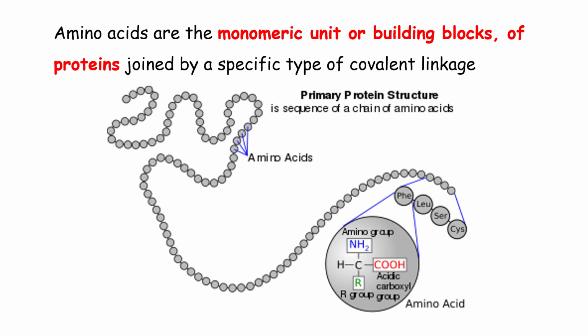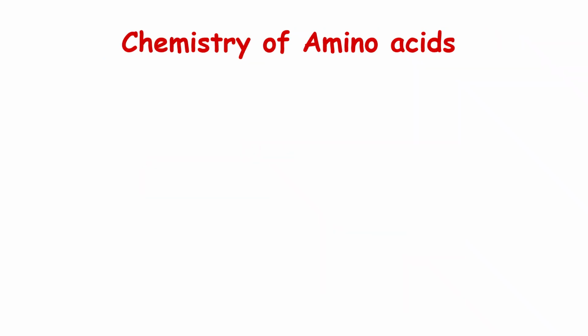So first we should know what is meant by amino acid. For each and every topic, I'm insisting you learn the definition and then go for the importance as well as functions. Amino acids are the monomeric units or building blocks of proteins joined by a specific type of covalent linkage. The primary protein structure is a sequence of a chain of alpha amino acids. So a single chain of amino acids composed together forms a protein.